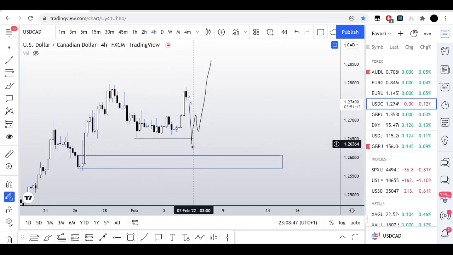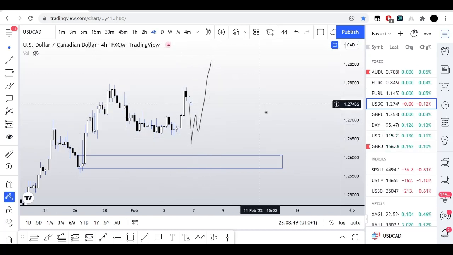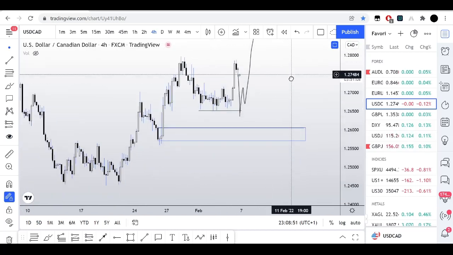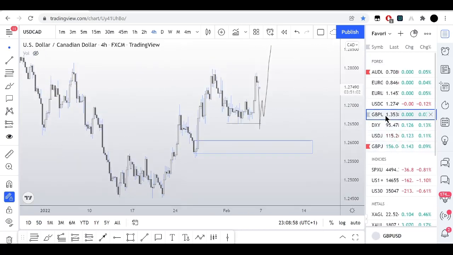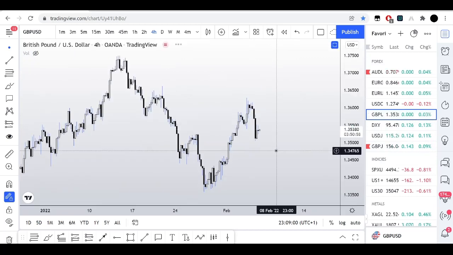But I know that once there's a revert right here, I might look for buys to go a little bit higher, possibly, because you know that's my draw. That's my draw, mate. You know what I mean? So yeah, that's it with USD CAD. Once we take out that low, then I'll be happy to sell.